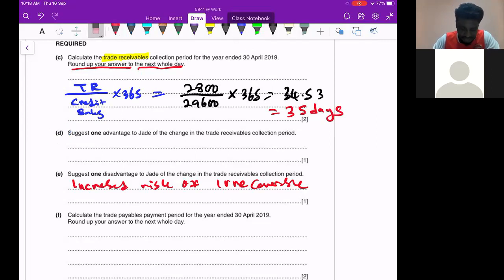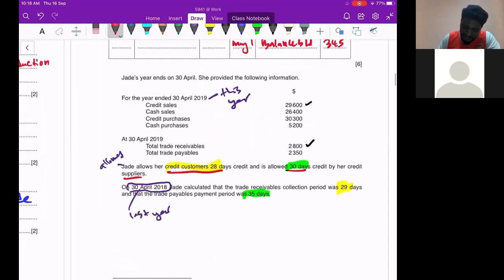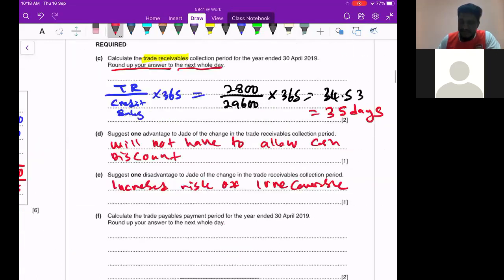What is the advantage? Advantage is we will not have to allow cash discount. We don't need to give it since the customer pays late. Allowed is 28 days, but the customer takes 35, so we need not give discount. It's an advantage actually, but compared to the disadvantage, the disadvantage is more risky. The customer might not pay us any money. Maybe it will happen. Understand?